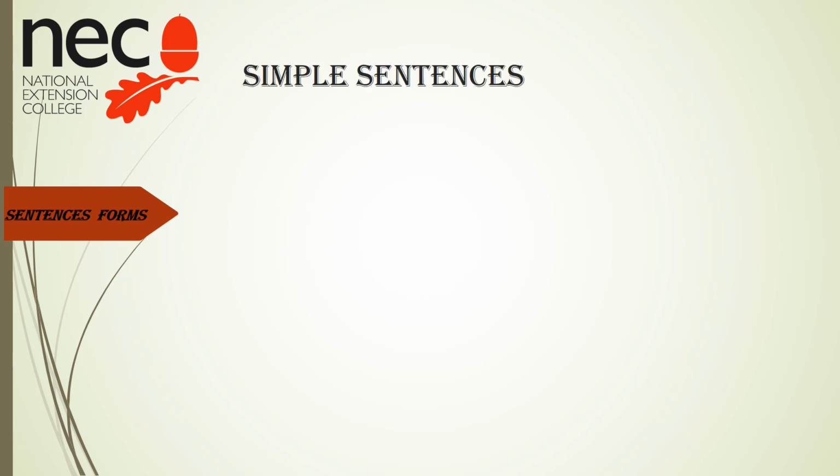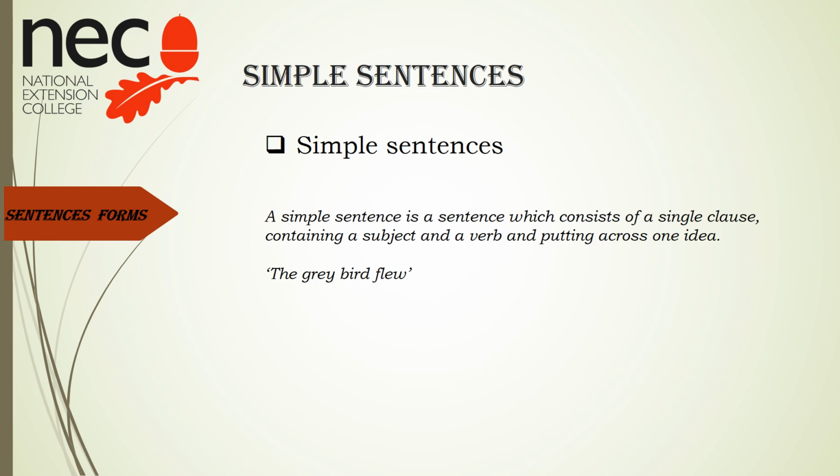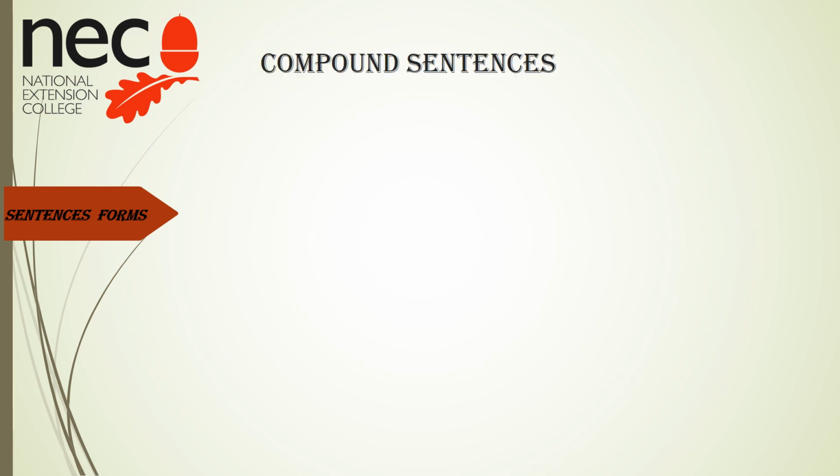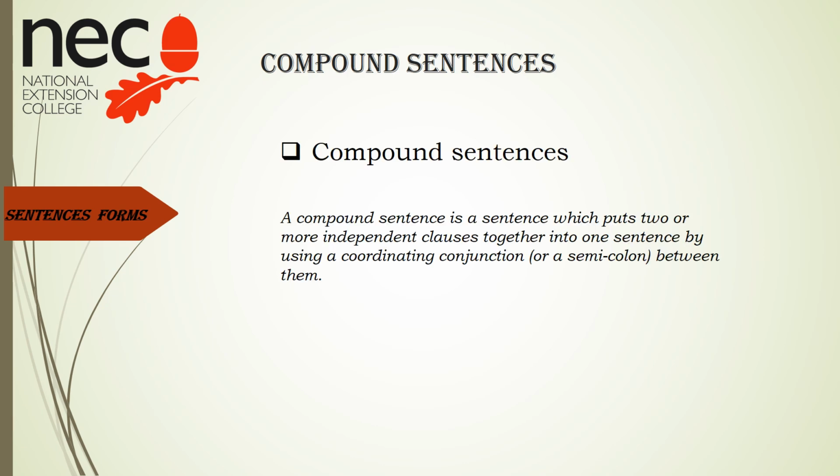Simple sentences. A simple sentence is a sentence which consists of a single clause, containing a subject and a verb and putting across one idea. The grey bird flew is a simple sentence. Compound sentence. A compound sentence is a sentence which puts 2 or more independent clauses together into one sentence by using a coordinating conjunction, or a semicolon, between them.